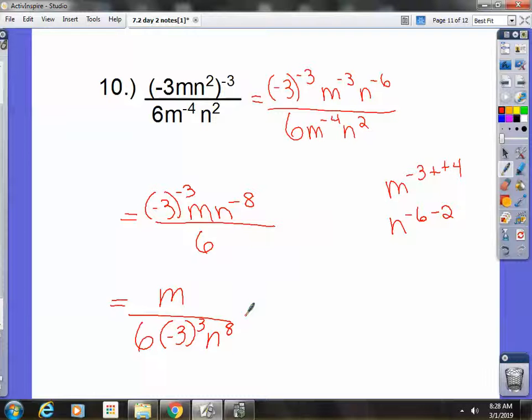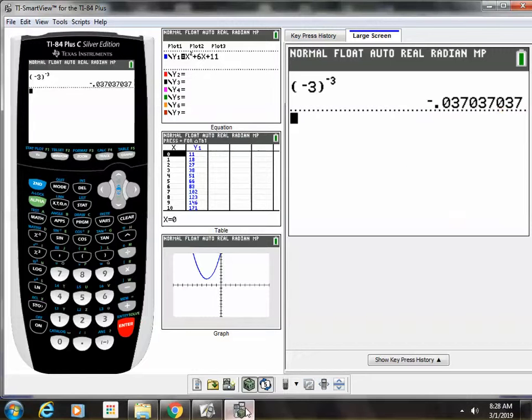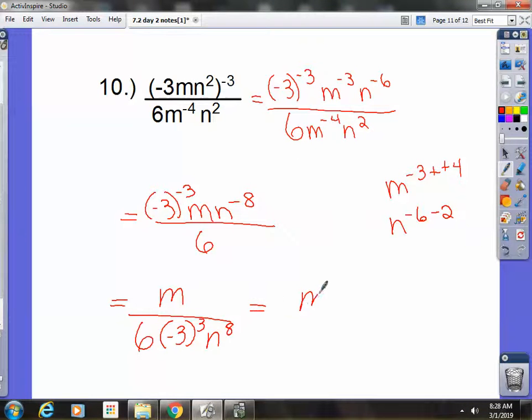Remember, when you change floors, I moved negative 3 and n downstairs. When I change floors like that, those negative exponents are now positive exponents. Now we just got a clean house. What's negative 3 cubed? Negative 3 times negative 3 times negative 3? Negative 27, right? Negative 27. What's negative 27 times 6? Negative 162. So m divided by negative 162 n to the 8th.